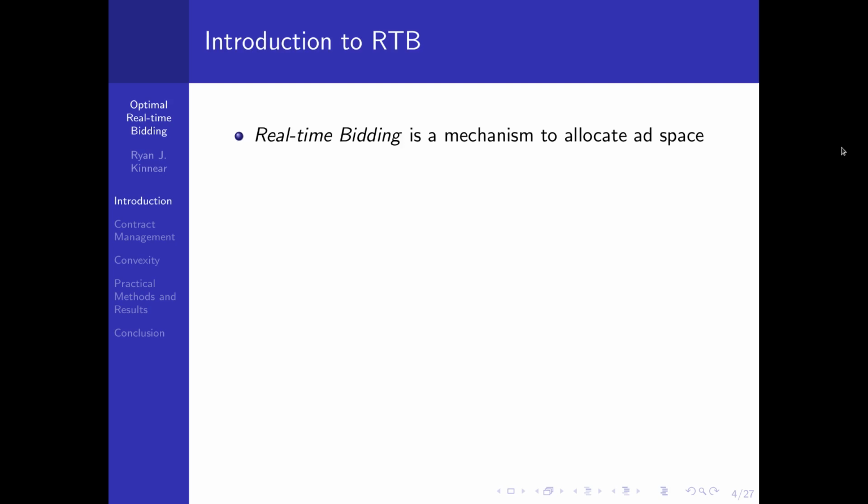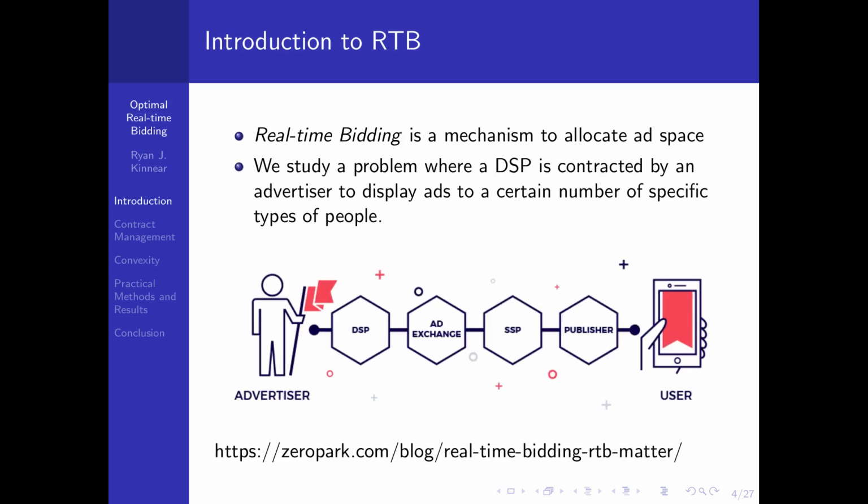The paper is about real-time bidding, which is a mechanism to allocate advertising space on the internet. The basic setup is that you have some user who opens up a web page or an app, and then the publisher of that web page or app has some space set aside in the screen to show ads to the user, which is how they monetize the content. So the user gets to use this product for free, and the advertiser pays for it by showing them ads.